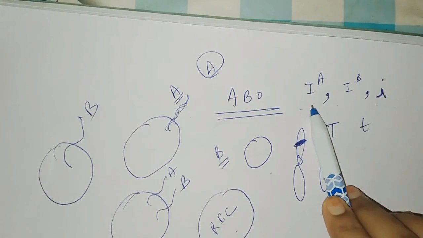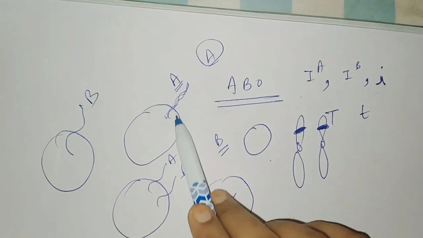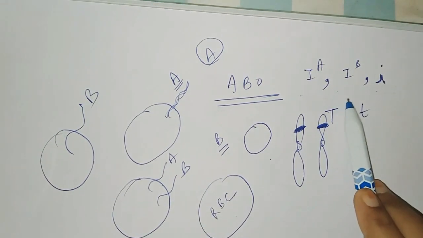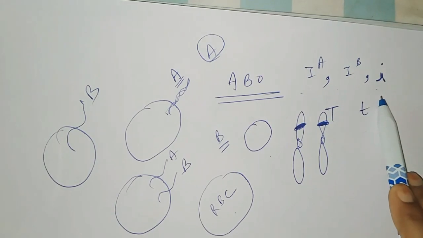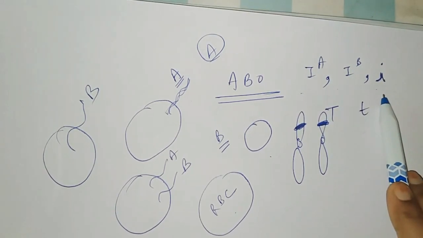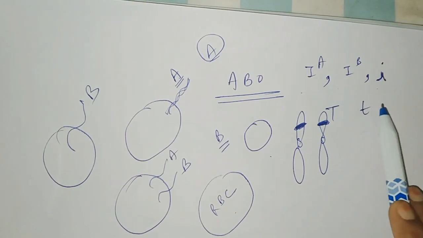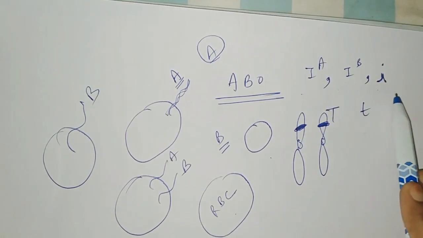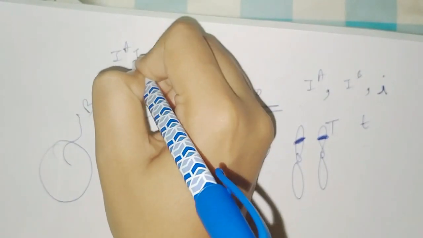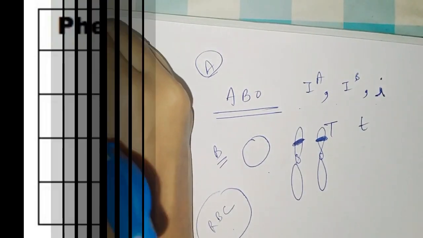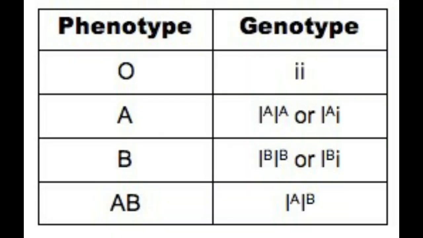IA allele helps in production of the enzyme that helps in production of A type of carbohydrate. IB allele helps in production of the enzyme that helps in production of B type of carbohydrate. Whereas small i does not produce any enzyme, as a result of which no carbohydrate is produced. And IA and IB are dominant over small i. So the individual which has genotype IAIB will have blood group AB. The individual with genotype IAIA or IAi has blood group A, because only one type of enzyme will be produced to form one type of carbohydrate, that is carbohydrate of A type.